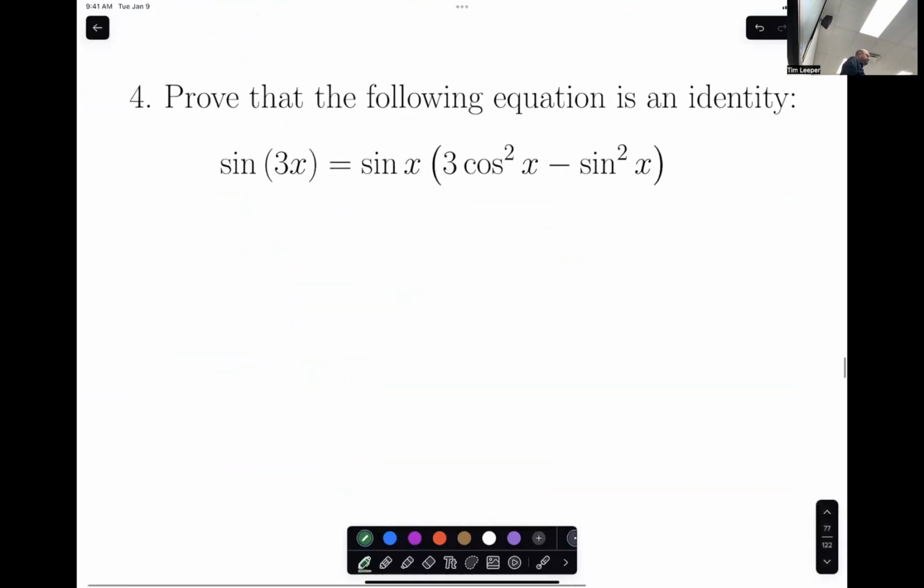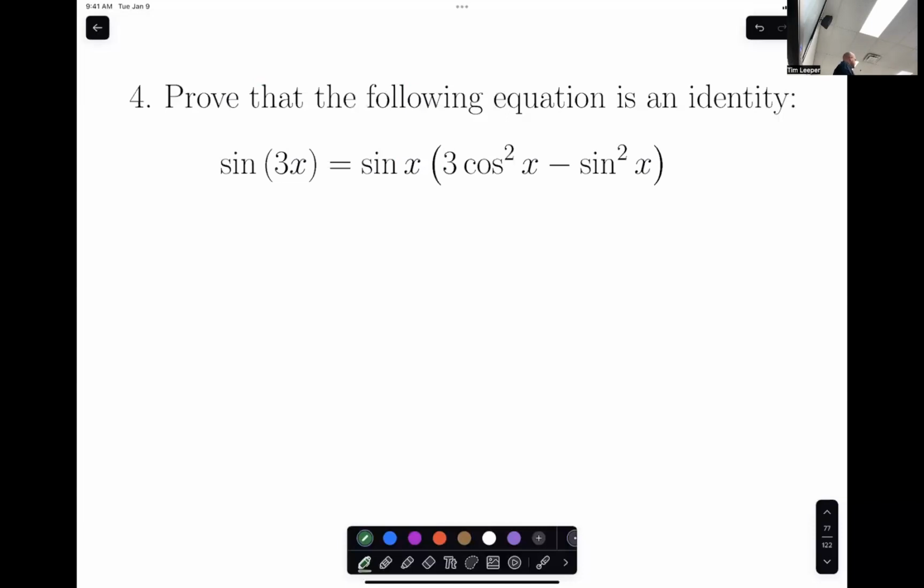Number 4, prove that the following is an identity. Now we're going to look at the sine of 3x. We're going to show that sine of 3x is equal to the sine of x times 3 cosine squared of x minus sine squared of x. Now, notice that this is not 3 sine of x cosine of x or anything like that, or 3 sine squared. It just doesn't work out that way.